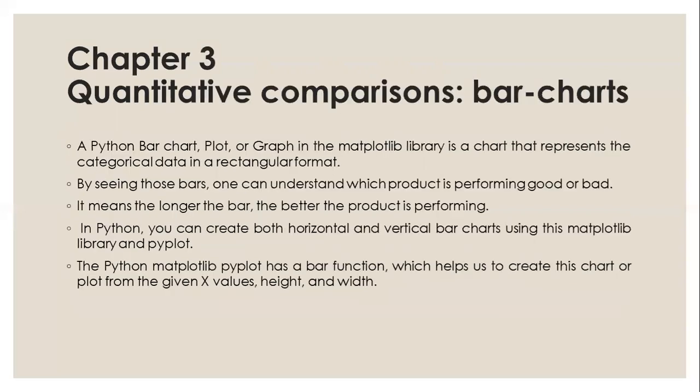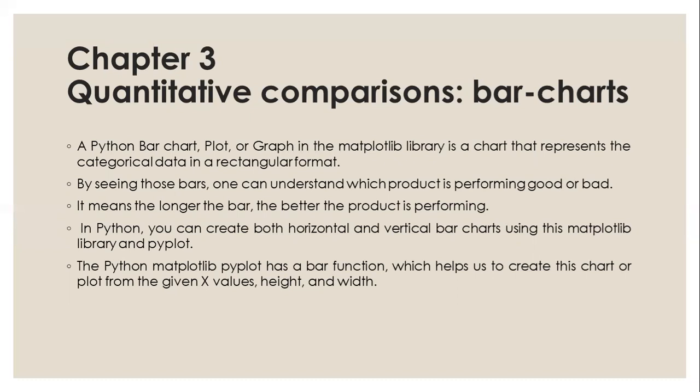Chapter 3 is Quantitative Comparisons: Bar Charts. A Python bar chart plot or graph in Matplotlib library is a chart that represents the categorical data in rectangular form. By seeing those bars, one can understand which product is performing good or bad. It means the longer the bar, the better the product is performing. In Python, you can create both horizontal and vertical bar charts using this Matplotlib library and pyplot.